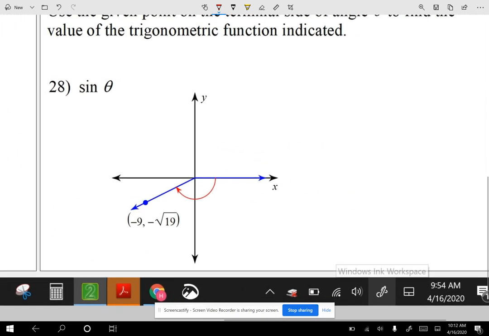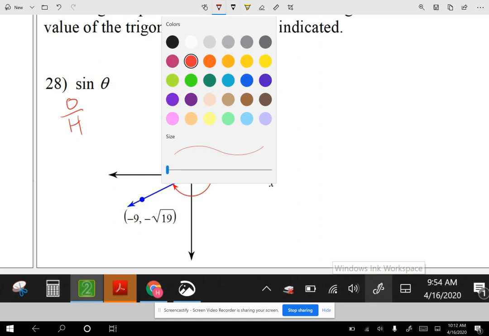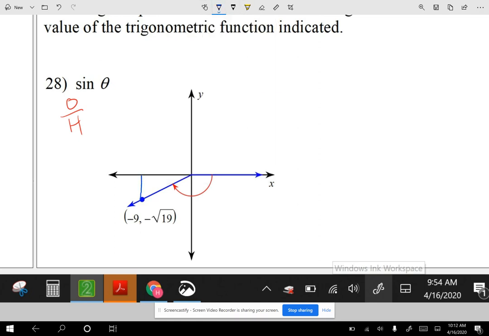Now let's take a look at number 28. Sine. Remember from the table, I need opposite over hypotenuse. Let's see what I have. From the terminal point, I want to connect it to the x-axis to create a right triangle. The corner at the origin, that's my theta. So if I was to zoom in, that's what I have. My x and my y value, the x value is on the x-axis. So this side is negative 9. The y value is the side that goes parallel to the y-axis. This is negative radical 19.